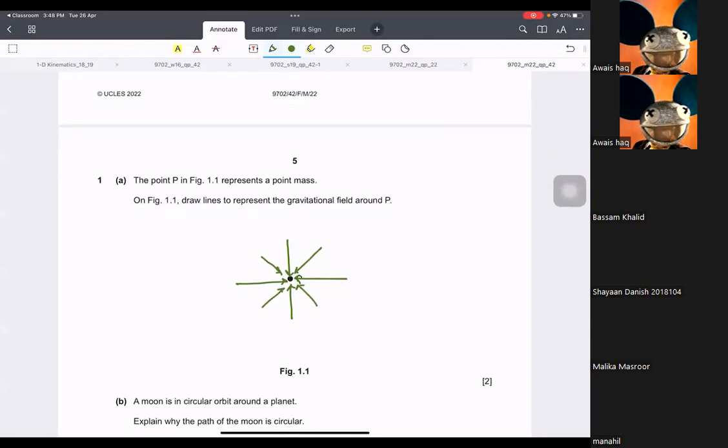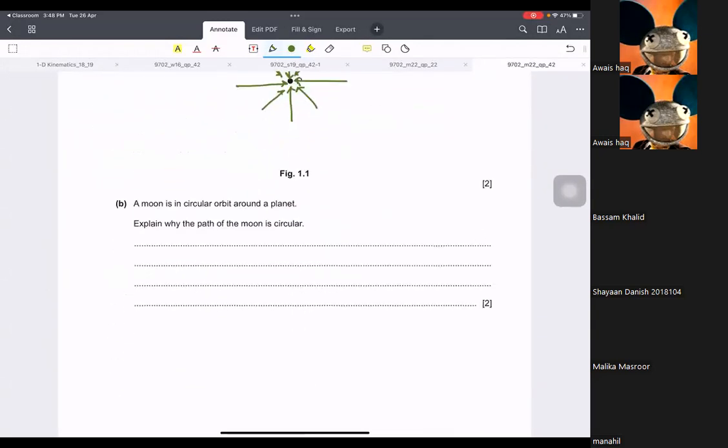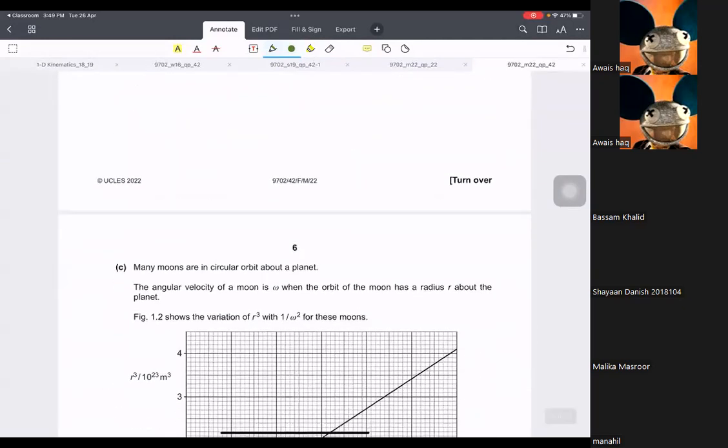Like this. Then the moon is in a circular orbit around the planet. Explain why the path of the moon is circular. This is because the gravitational force provides the centripetal force. Okay. Then goes the next one.